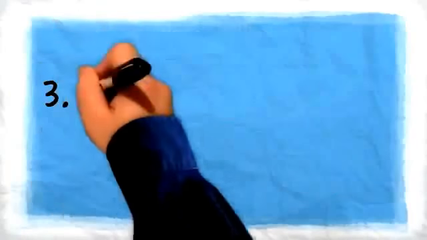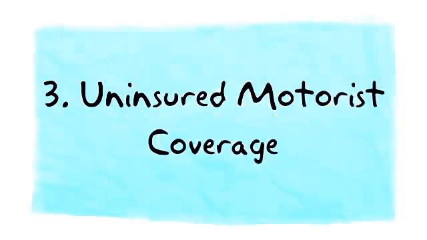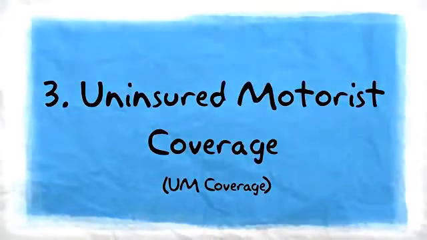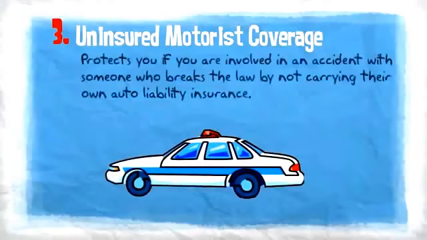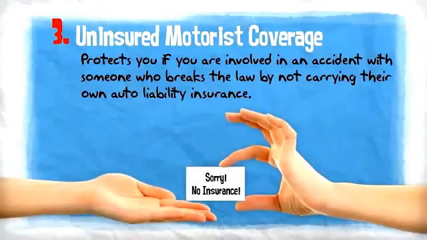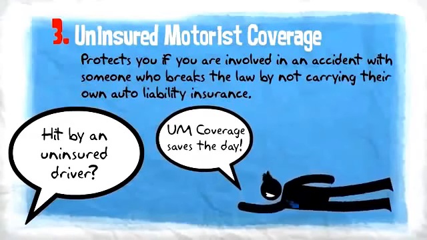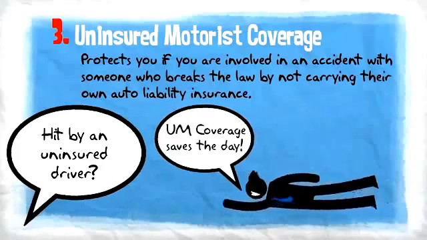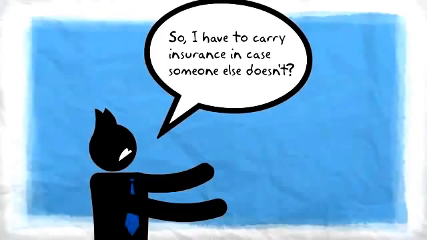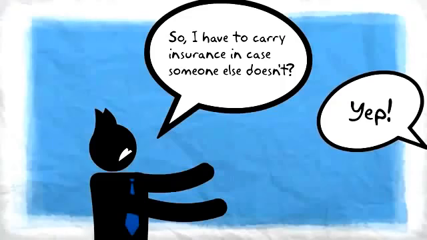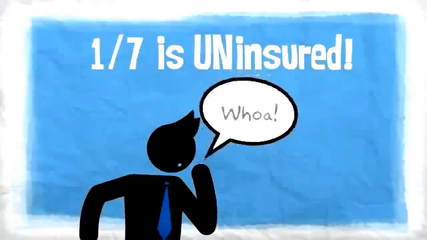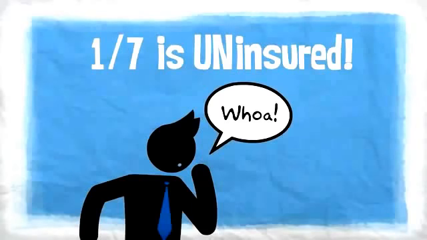The third part of personal auto insurance is uninsured motorist coverage. It protects you if you're involved in an accident with someone who breaks the law by not carrying their own auto liability insurance. It does this by helping pay for any medical expenses you incur as a result of getting hit by an uninsured driver. And although it may not sound fair, these types of accidents do happen. According to statistics, nearly 1 in 7 drivers on the road is uninsured, which makes protecting yourself an absolute necessity.